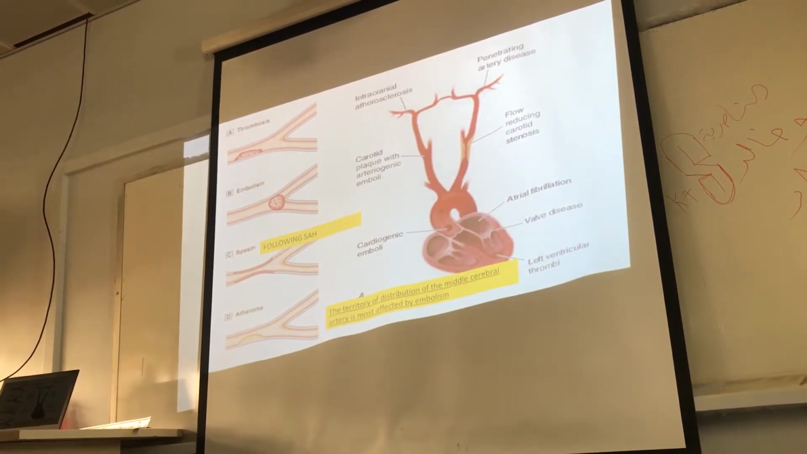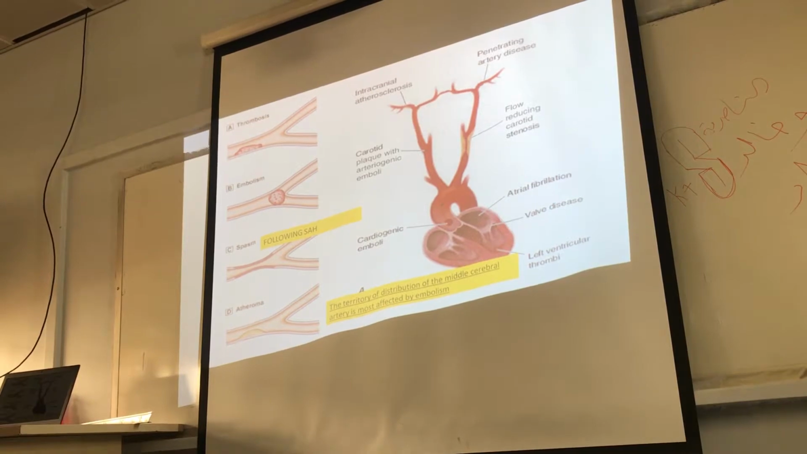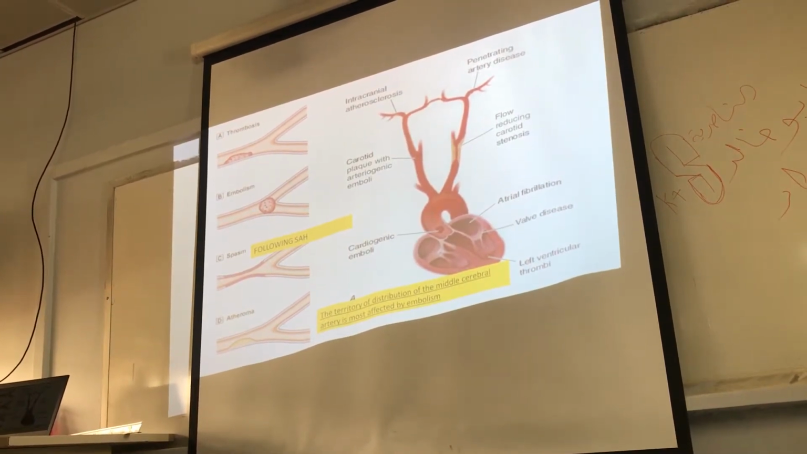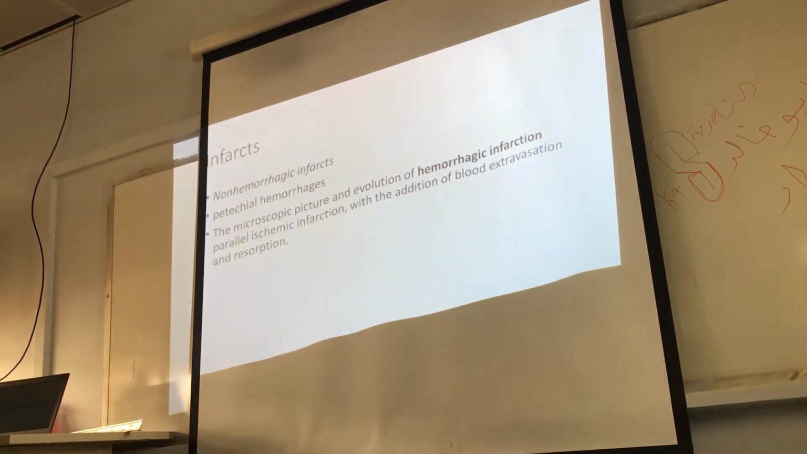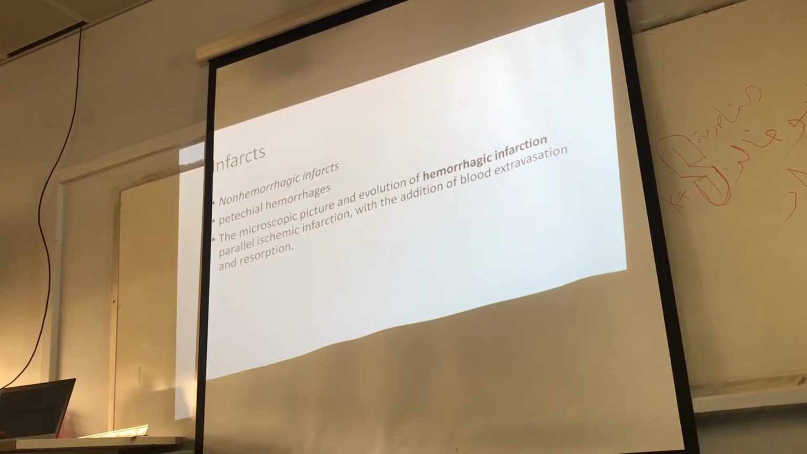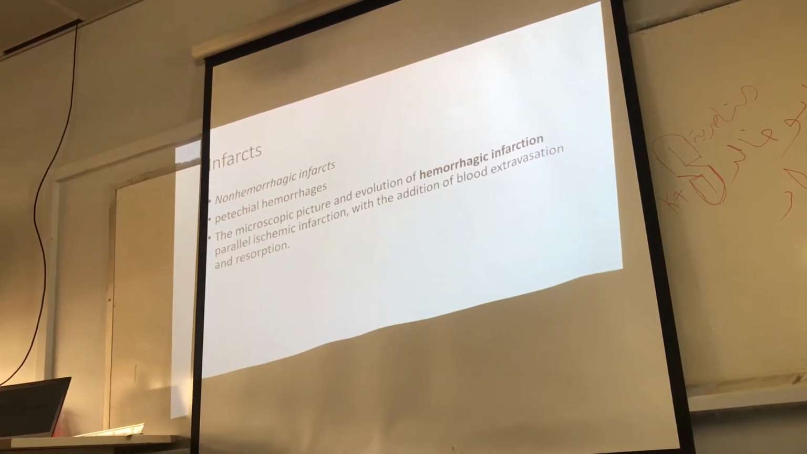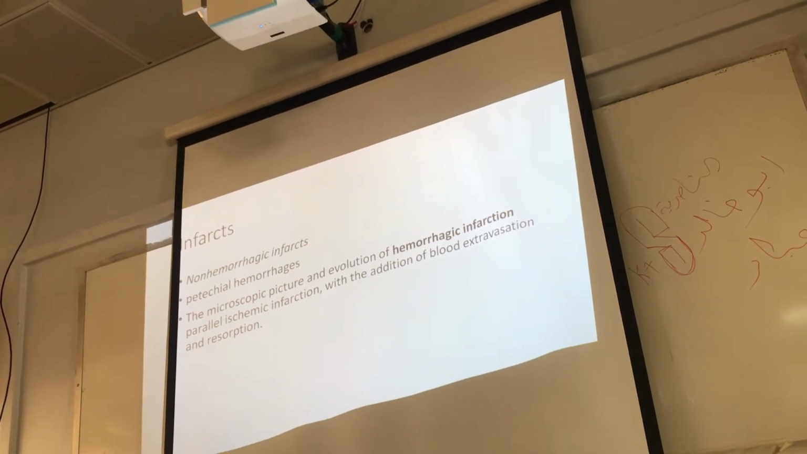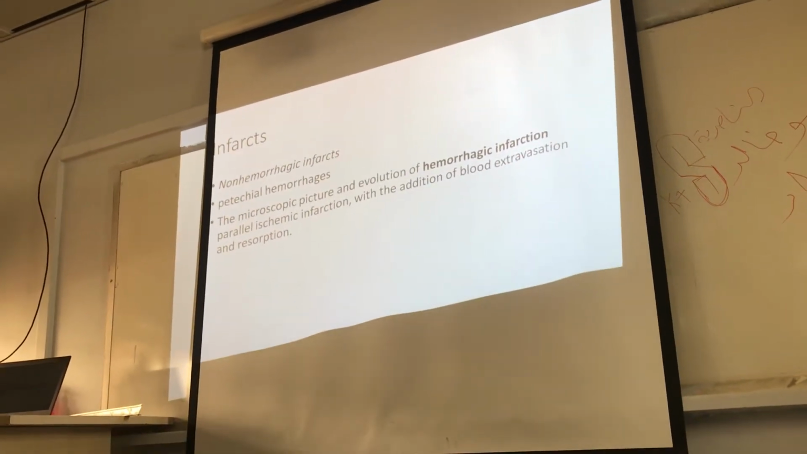Thrombosis, major cerebral artery: important multiple choice questions. Spasm also happens following subarachnoid hemorrhage. So infarcts can be hemorrhagic, and the petechial hemorrhage is what we have seen. Petechia means very small. Just like we mentioned, parallel ischemic and hemorrhagic infarction. Parallel means the same thing.